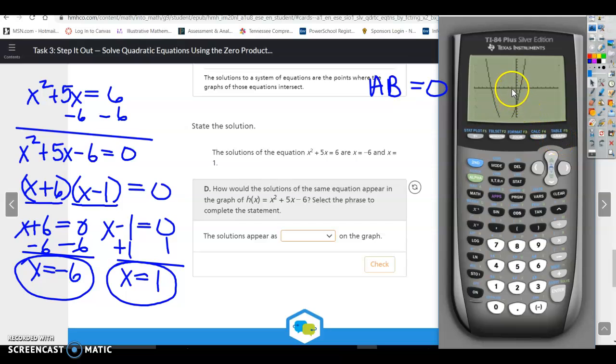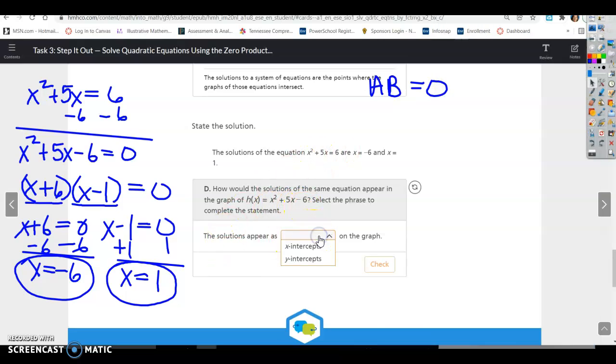And now if you look, you can see 1, 2, 3, 4, 5. There's negative 6 and then plus 1. So now if you graph it all as one equation, it becomes your x-intercepts.